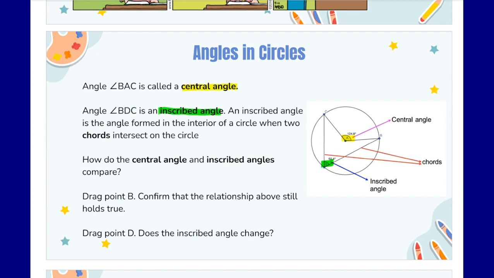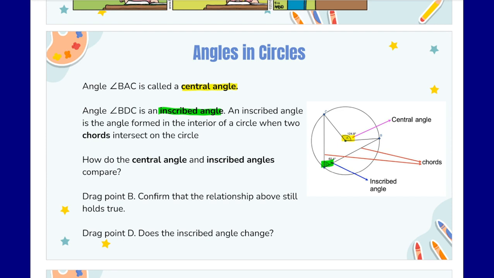So this inscribed angle is the angle that is formed in the interior of the circle when two chords intersect on the circle. So if we think of the circle as this entire part, we look at the interior, right? The two chords meet, these two lines meet on the circle. The inscribed angle is going to be the angle that forms from those two intersecting lines.